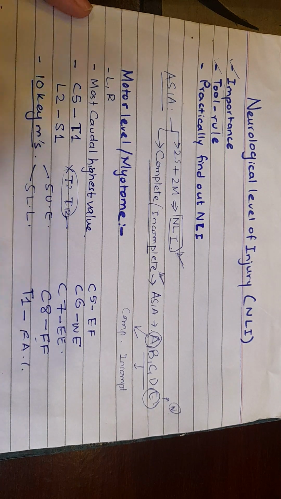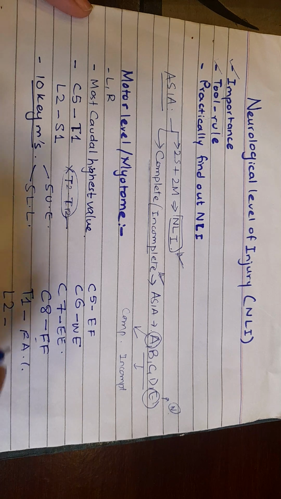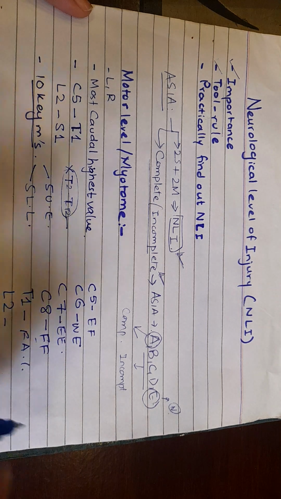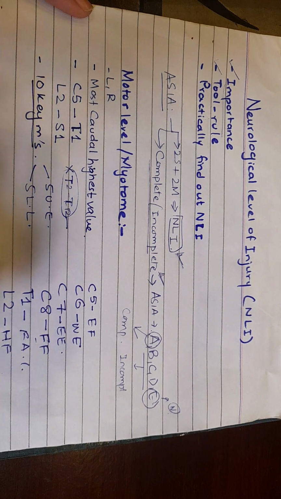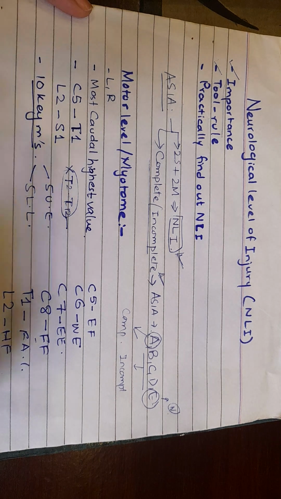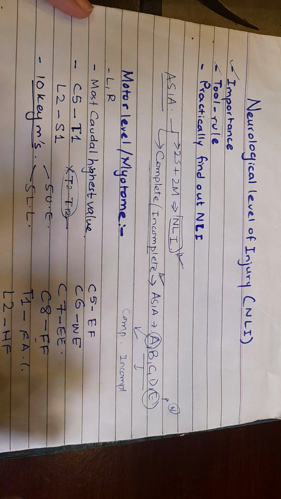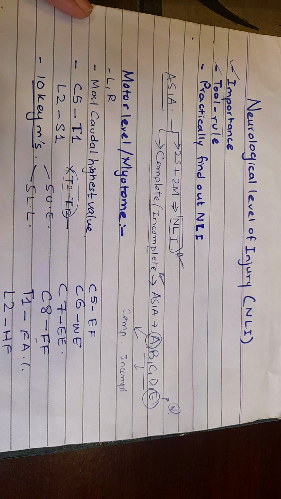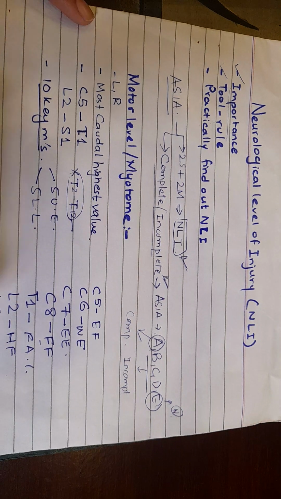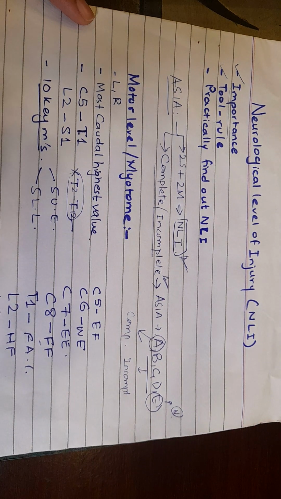Now L2 is responsible for hip flexion, so we are going to check the myotome of the iliopsoas muscle. Then L3 is for knee extension, so we are going to look for the power of the quadriceps muscles. Then L4 is responsible for ankle dorsiflexion, so here we are going to assess the myotome of the tibialis anterior.